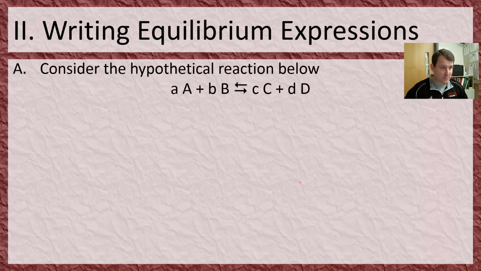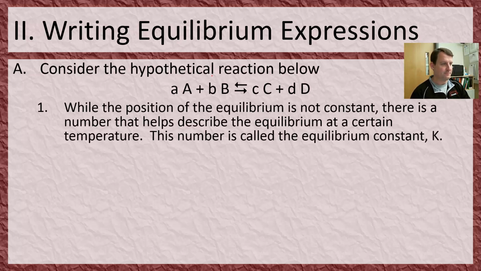So we consider this reaction below where we have A reacting with B to make C and D. These little letters here are the coefficients. So if this was a regular equation like 2H2 plus O2 gives 2H2O, this little a would be that 2 in front of the H2. So these are the coefficients of the reaction. Now we know that the position of the equilibrium and the rates are not constant. They depend on how much concentration is in there.